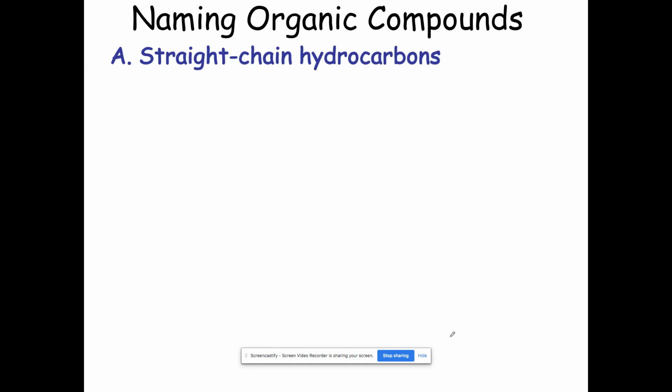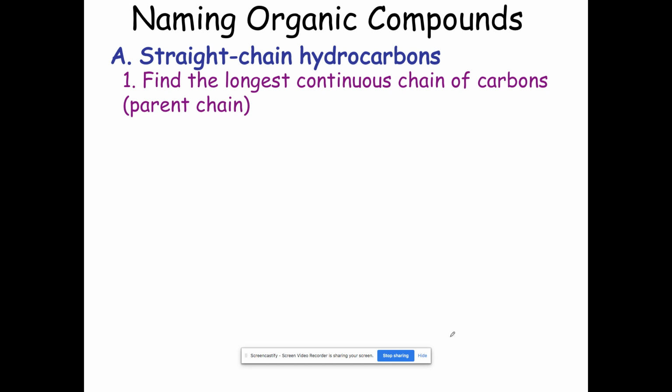So we're going to start with what we call straight chain hydrocarbons. So just a straight chain. The first thing we need to do is find the longest continuous chain of carbons. We call that the parent chain.